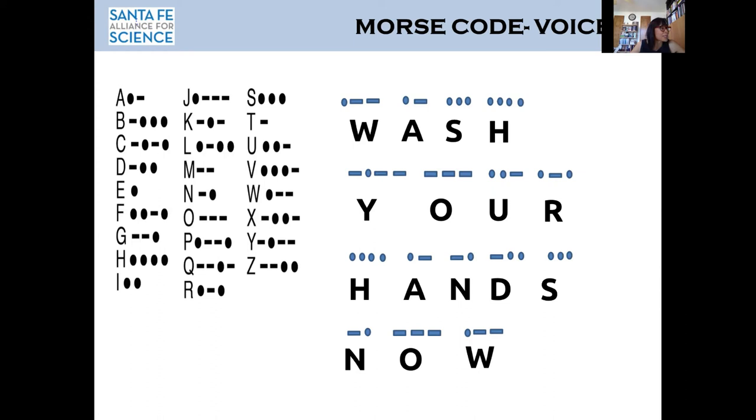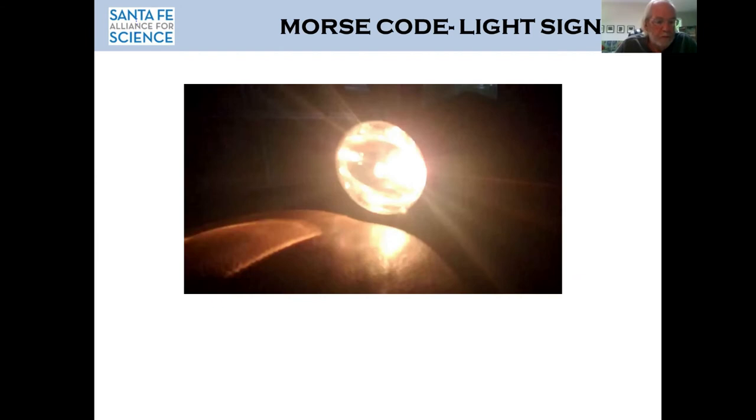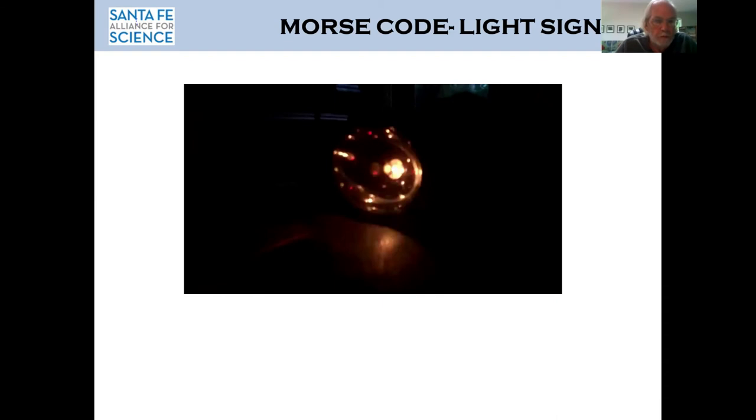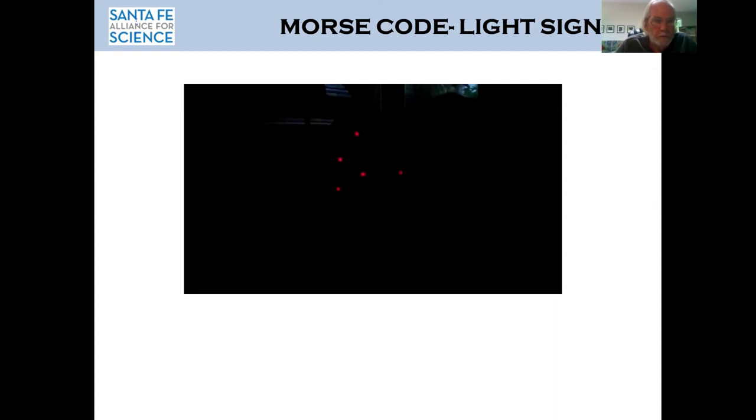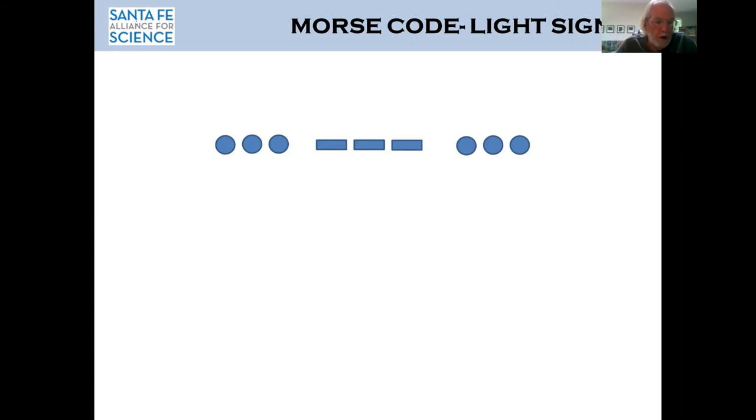Did you know that the U.S. Navy still uses Morse code and lights to send messages between ships? But we can also send Morse code messages using flashlights. Here's an example of someone doing this. SOS. The man in the video was on a boat that had lost power, so he was using his flashlight to send the international distress signal, SOS.